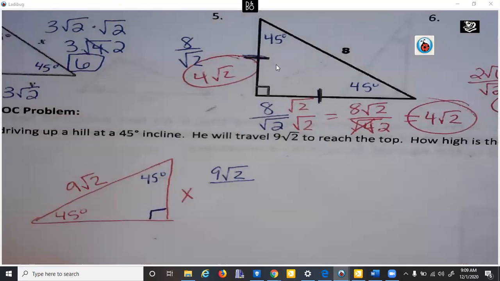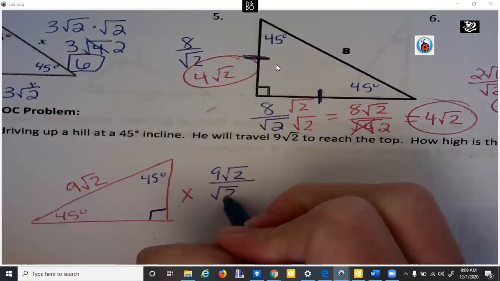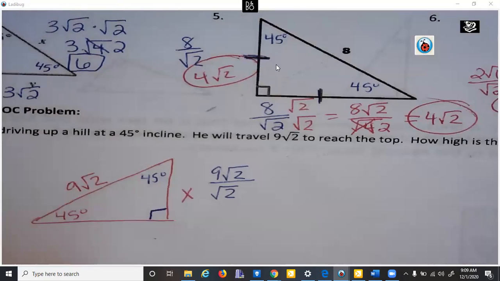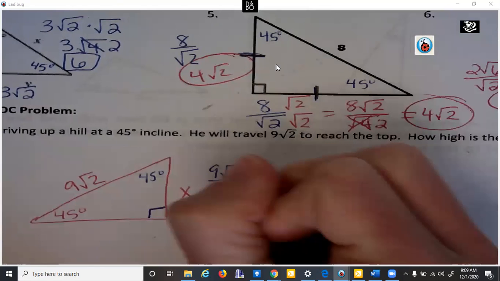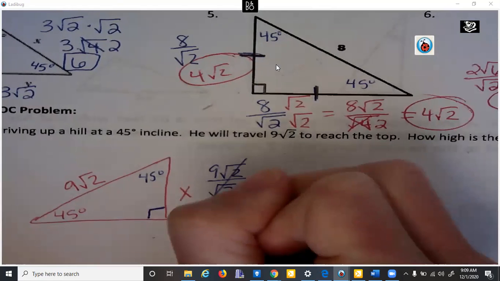Square root of square root 2. Square root 2, good. And what happens on this one? It's actually a pretty easy problem. What happens? They cancel out. They cancel out. And so x is equal to 9. Okay.